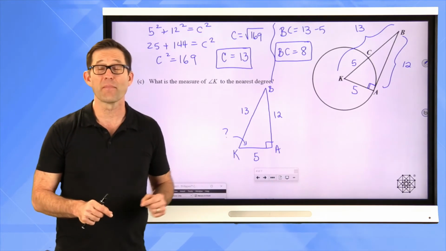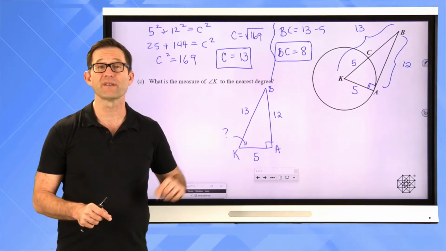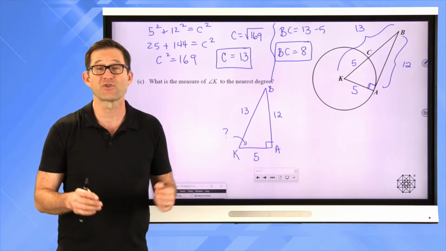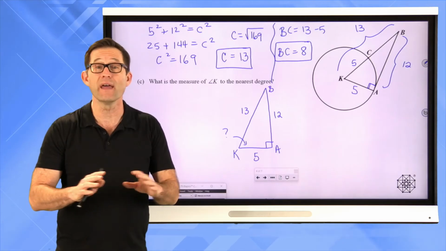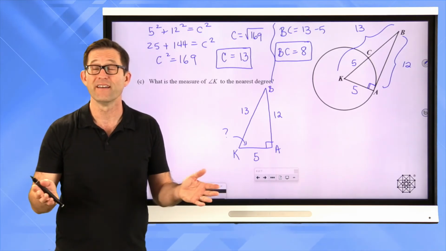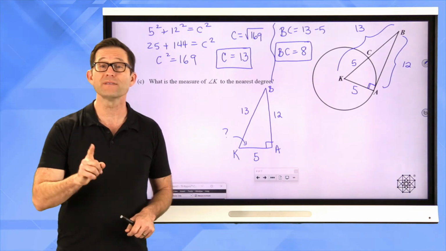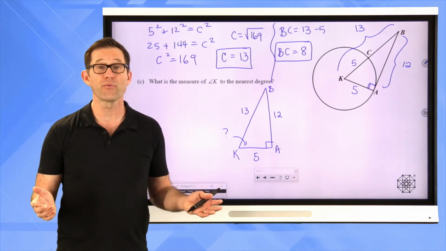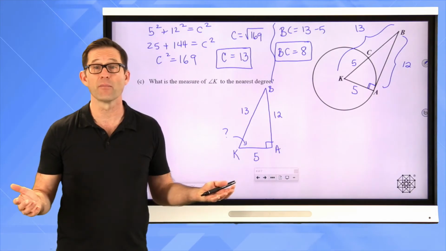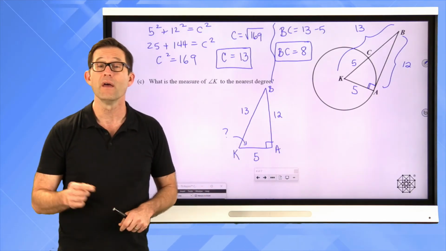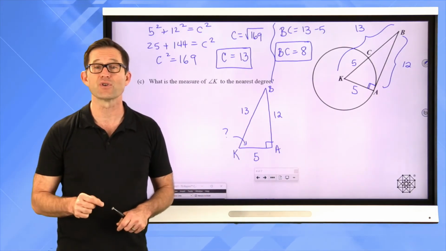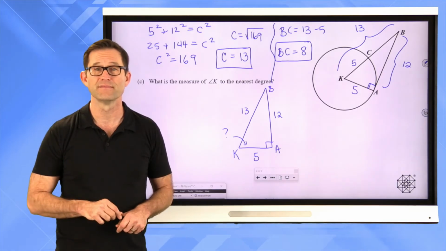The tricky part about this is that we know all three sides. The reason that's tricky is that means you can use any trig ratio you want. Any one of them you have enough information to set up. So pause the video now, set up one of the three trig ratios. Again, any one of them will do because you have all three sides. Then use the inverse trig function to figure out what that angle is.